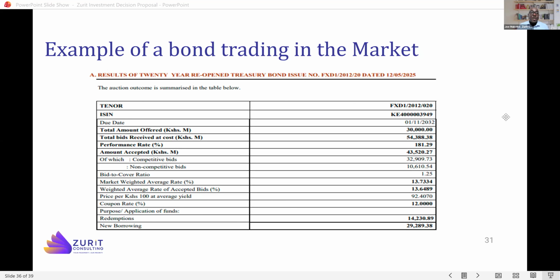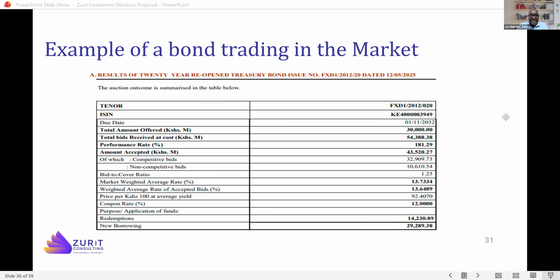But for non-competitive bids, you will take the interest that is there. For example, I've got here the market weighted average rate was 13.7%. And the accepted bid, the government decided we are only going to pay 13.64. And you could find that maybe the competitive bids were at 13.8%, and what the government was giving was 13.5%. But then the non-competitive bids also get to benefit. There you don't have much say, but at least you'll get your interest. So here, the government was able to give a rate of 13.6.